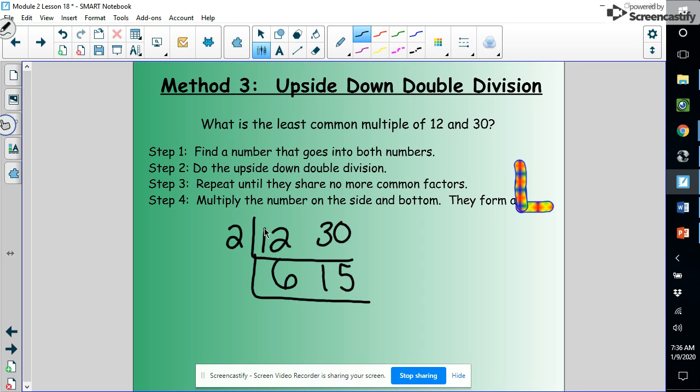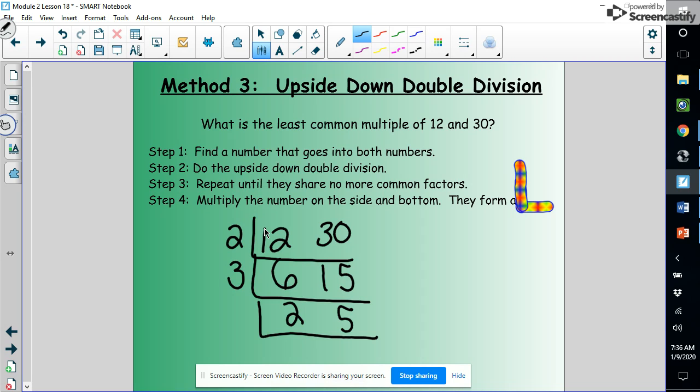I know that 3 can go into 6 and 3 can go into 15, so 3 is a common factor. So I'm going to put 3 outside the house. 3 goes into 6 2 times. 3 goes into 15 5 times. There's nothing besides 1 that can go in both 2 and 5, so I'm done with the upside down double division part. Now this is where it's different from what we did with greatest common factor.